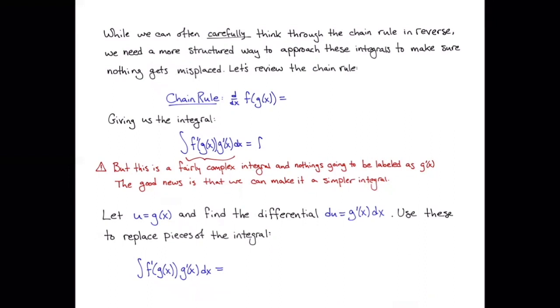I'm okay with you thinking through the chain rule backwards when it's relatively simple, like e to the 4x dx. That you can look and say, oh, if I was taking the derivative of e to the 4x, it would be e to the 4x times 4. So when I take the antiderivative, it's going to be 1/4 e to the 4x plus c. And you can check by differentiating that we got that answer right. And sure enough, we did. But you can see it gets a little more complicated very quickly, right?